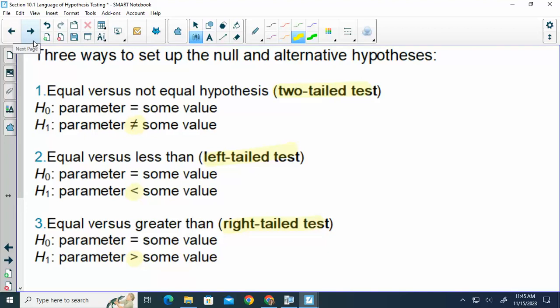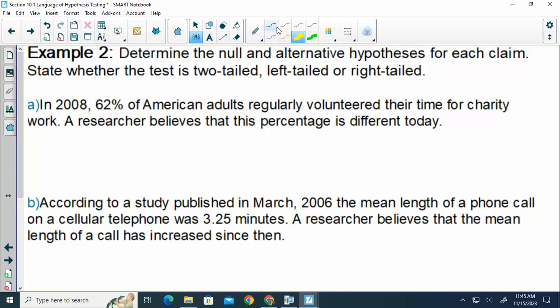So let's try to write some hypotheses. I want the null and alternative hypothesis for each, and then we're going to identify if it is two-tailed, left-tailed, or right-tailed. In 2008, 62% of Americans regularly volunteered their time for charity. A researcher believes the percentage is different today. So, my null hypothesis is what?